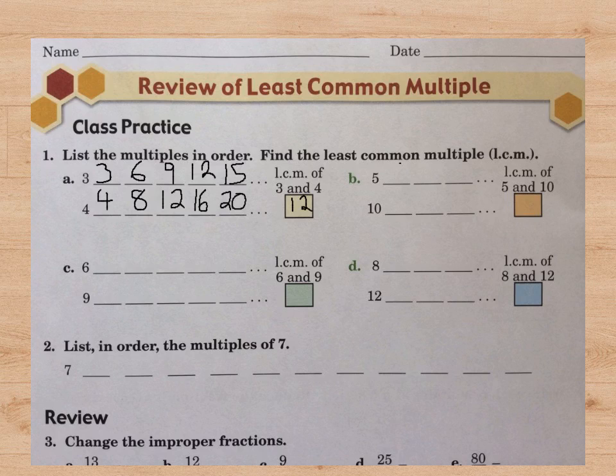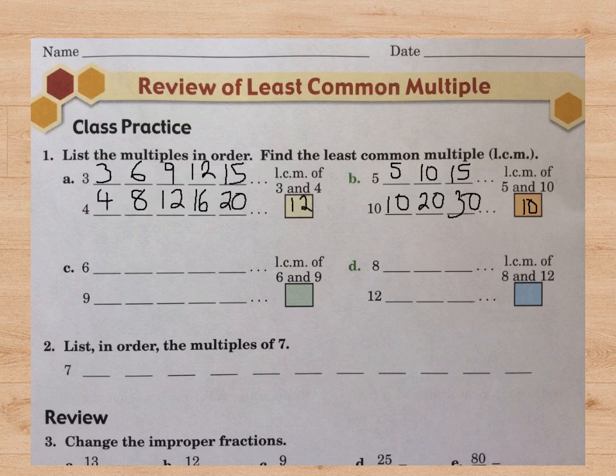B, 5, 10, 15, dot, dot, dot, 10, 20, 30, and our LCM is, well, there's a 10 there and a 10 there. That's our lowest common multiple, 10. Our lowest common multiple of 5 and 10 is 10.